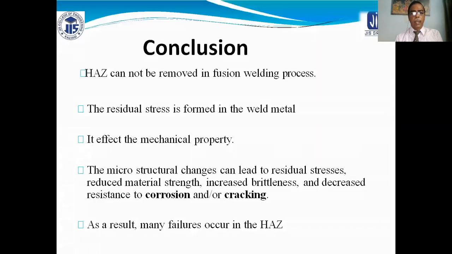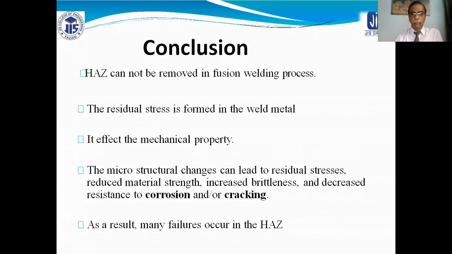This is the conclusion: the HAZ cannot be removed by the fusion welding process. The HAZ can be reduced by solid state welding. The residual stress formed in the weld metal can be removed by heat treatment, tempering. It affects the mechanical properties. The microstructural changes can lead to residual stresses, reduced material strength, increased brittleness, and decreased resistance to corrosion and or cracking. As a result, many failures occur in the HAZ. This is the conclusion.